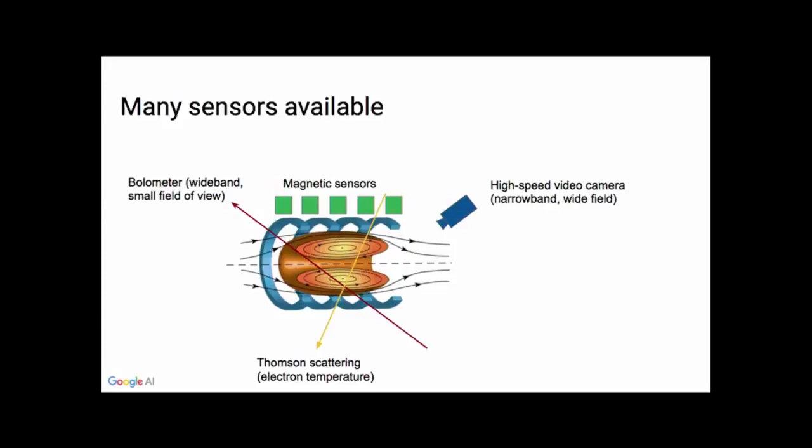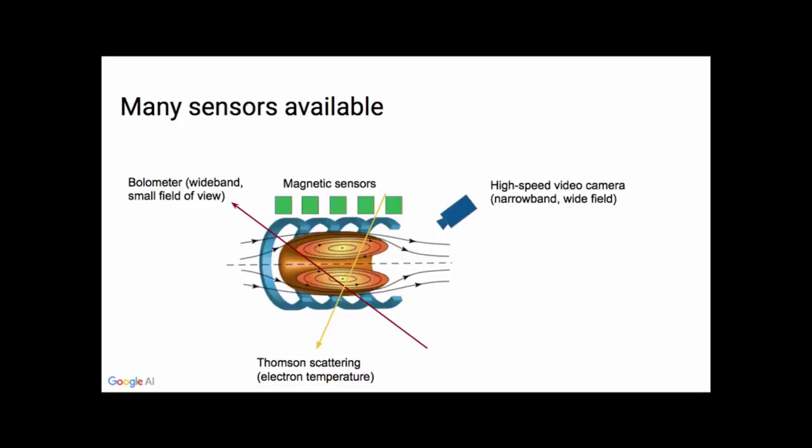Well, it turns out they're not just doing things totally blind. There's many sensors, or what they call diagnostics, available. You can measure the magnetic fields. It's impossible, by the way, to touch the plasma because it's millions of degrees Kelvin, but you can do all these indirect measurements. You can use high-speed video cameras, which have a very wide field of view, but a very narrow spectral band, or there are these things called bolometers, which look at a very small field of view, but integrate across all of the spectrum. There's even a technique called Thomson scattering. You can shoot a laser beam into the plasma and estimate its electron temperature along one line. So these are informative, but very sparse, both in time and space, sensors.